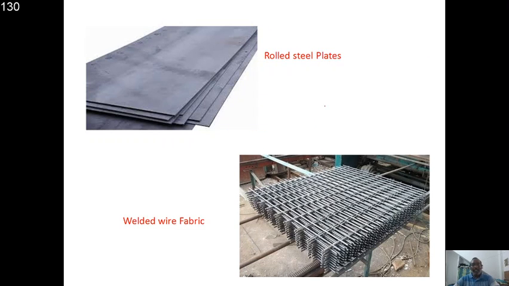The rolled steel plates, which are used to make built-up sections along with the RSJs, have some specific width, and their width is comparably good enough along their length. If their length is very small and their width is very small, then they are called flat bars. And welded wire fabrics are also used for construction works.